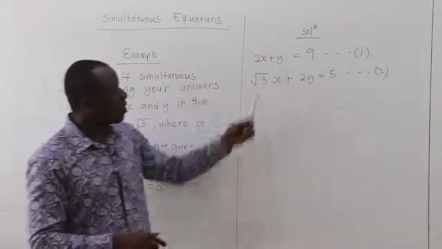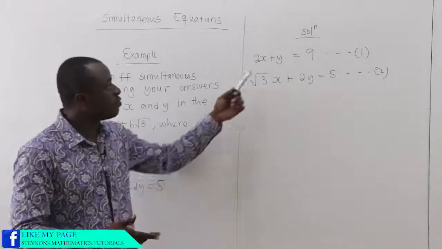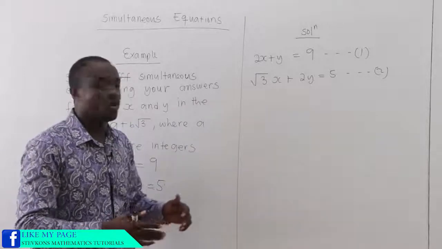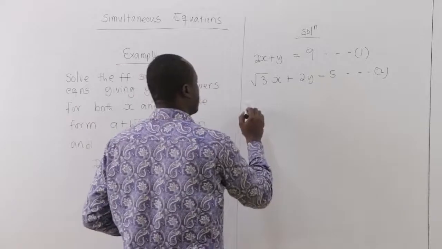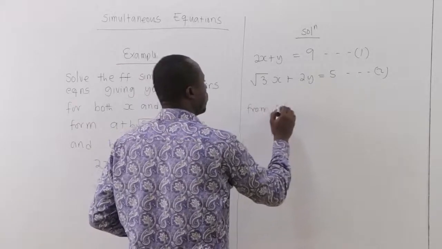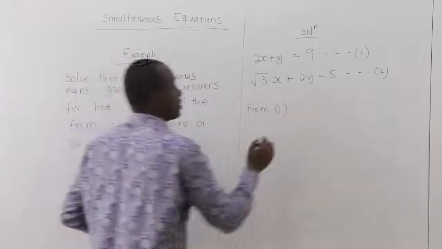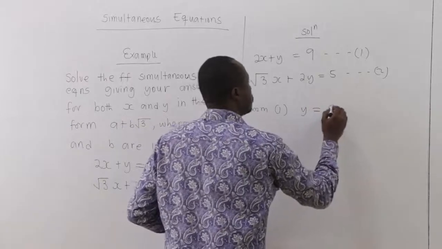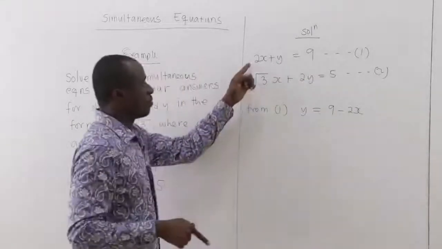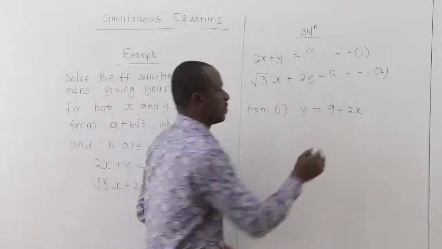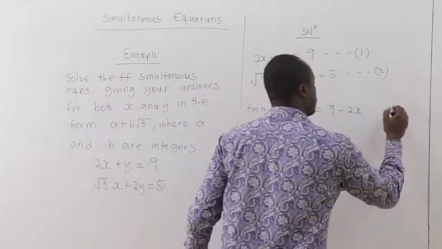Now, from 1, what can we do? We can decide either to make x the subject or y the subject. So clearly, from 1, let's make one variable the subject. Let's make y the subject. Clearly, y is equal to 9 minus 2x. This is moving there. Positive moving becoming negative. So this is equation 3.